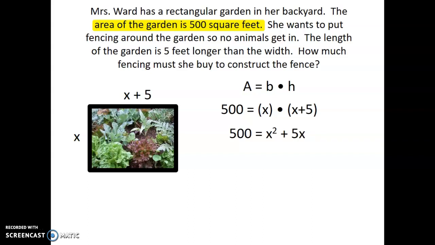Now this becomes solving a quadratic like we've been doing for the last number of days. The first step in solving this is getting that 500 on the other side of the equation so that we can set it equal to 0. Once we do that, it looks like this.